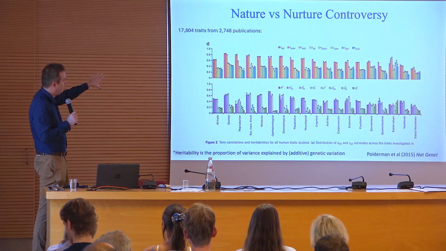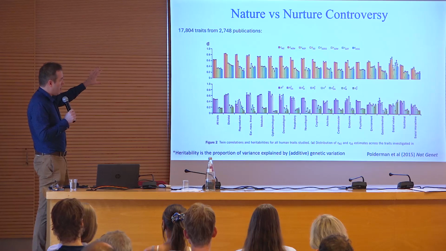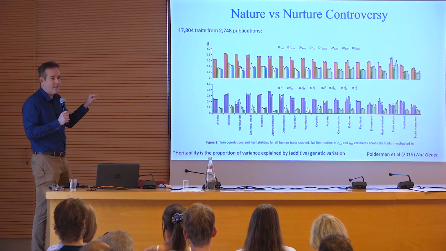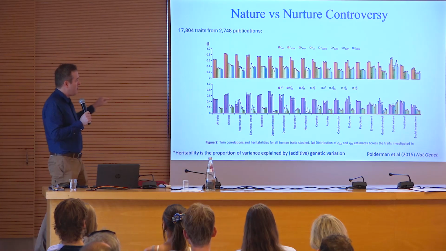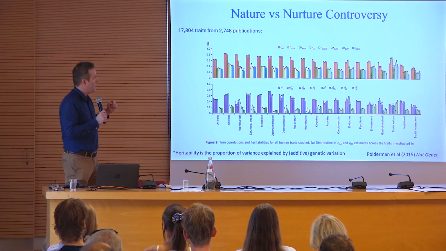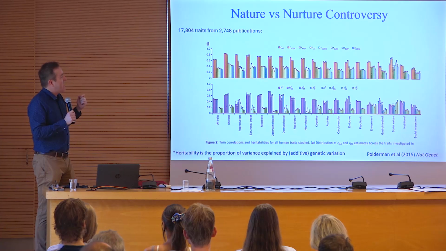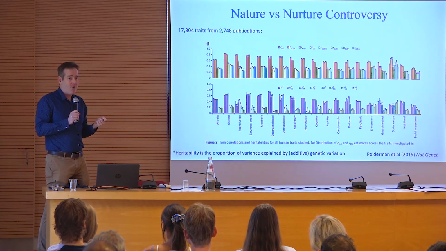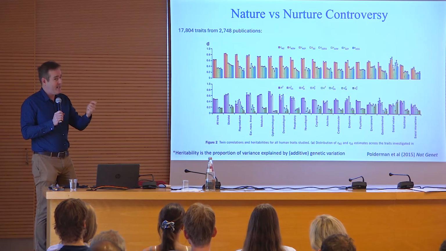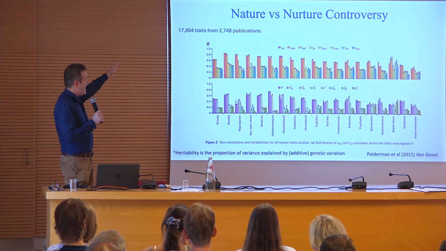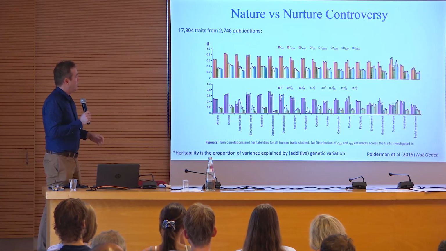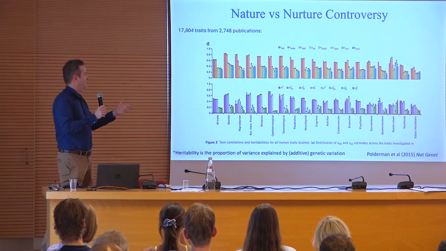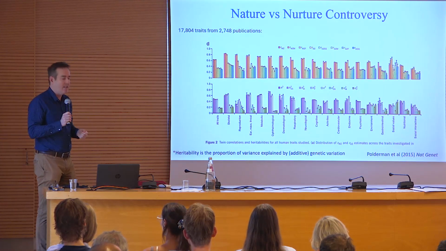The top panel looks at the correlation between MZ twins in the hot colors and DZ twins in the cool colors. You can see that across the range of human phenotypes, the MZ correlation is roughly twice the DZ correlation, which is consistent with a genetic model. And the MZ correlations vary from 0.6 to 0.8, something like that.